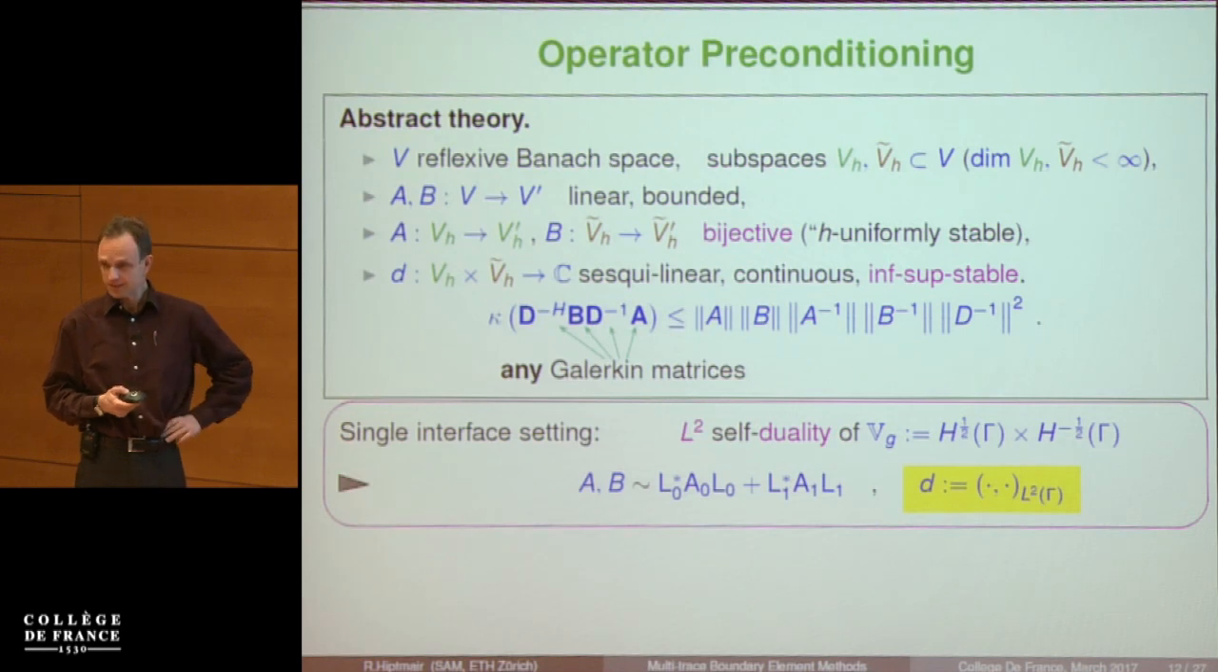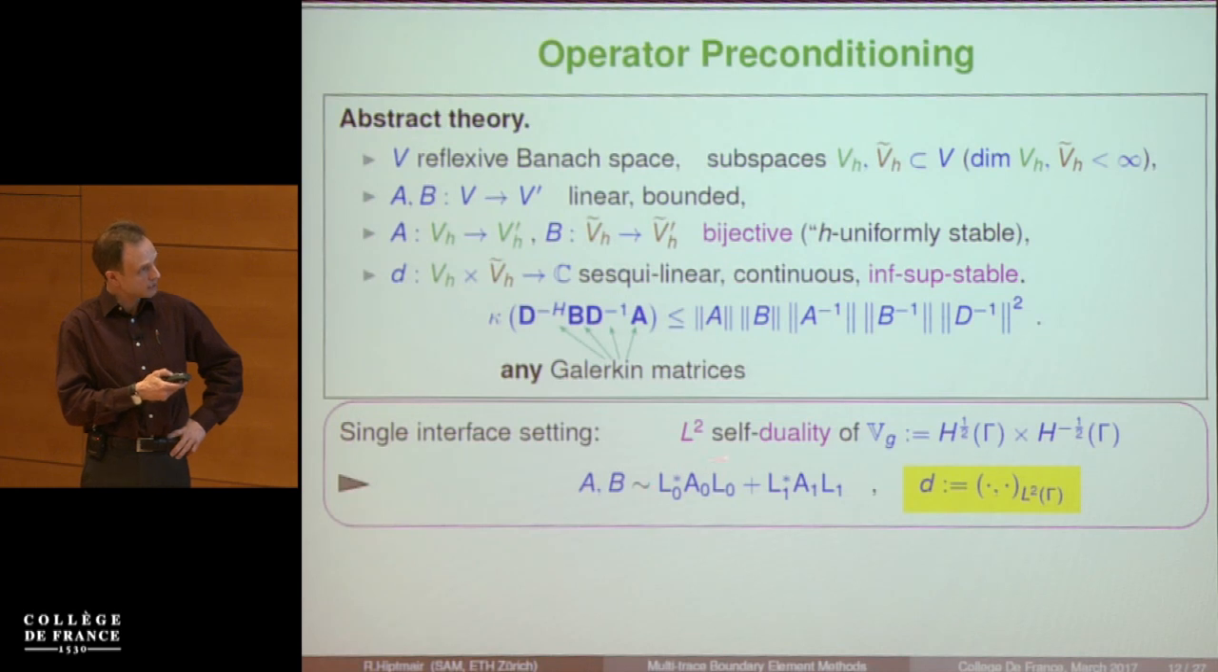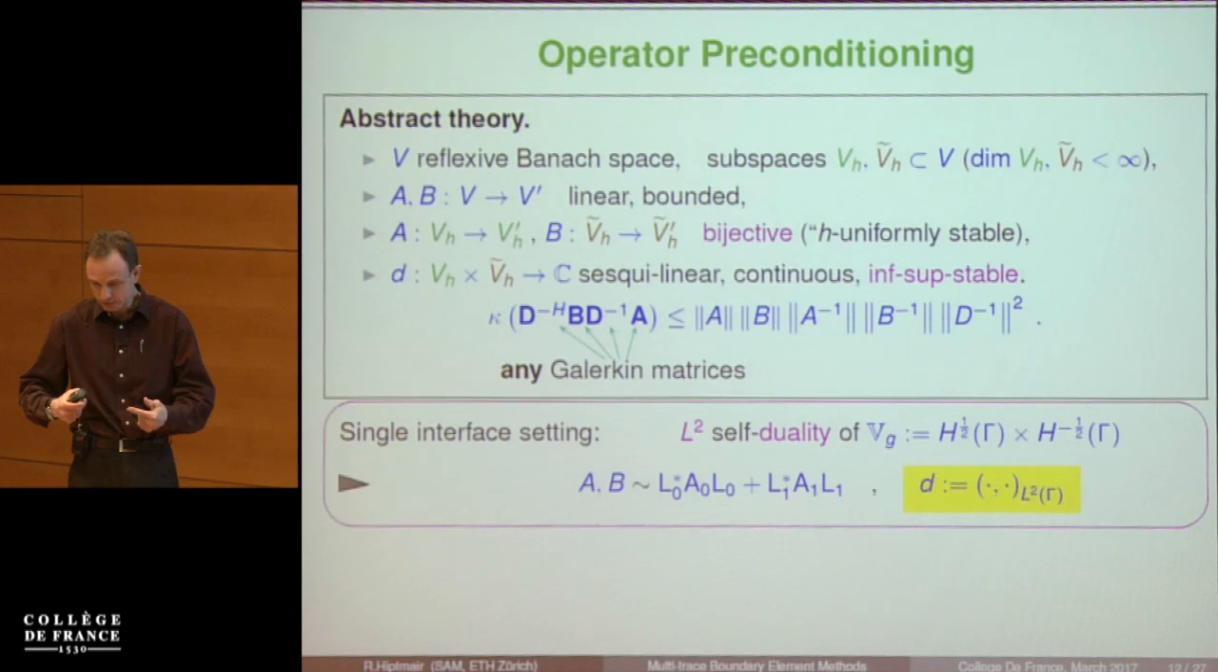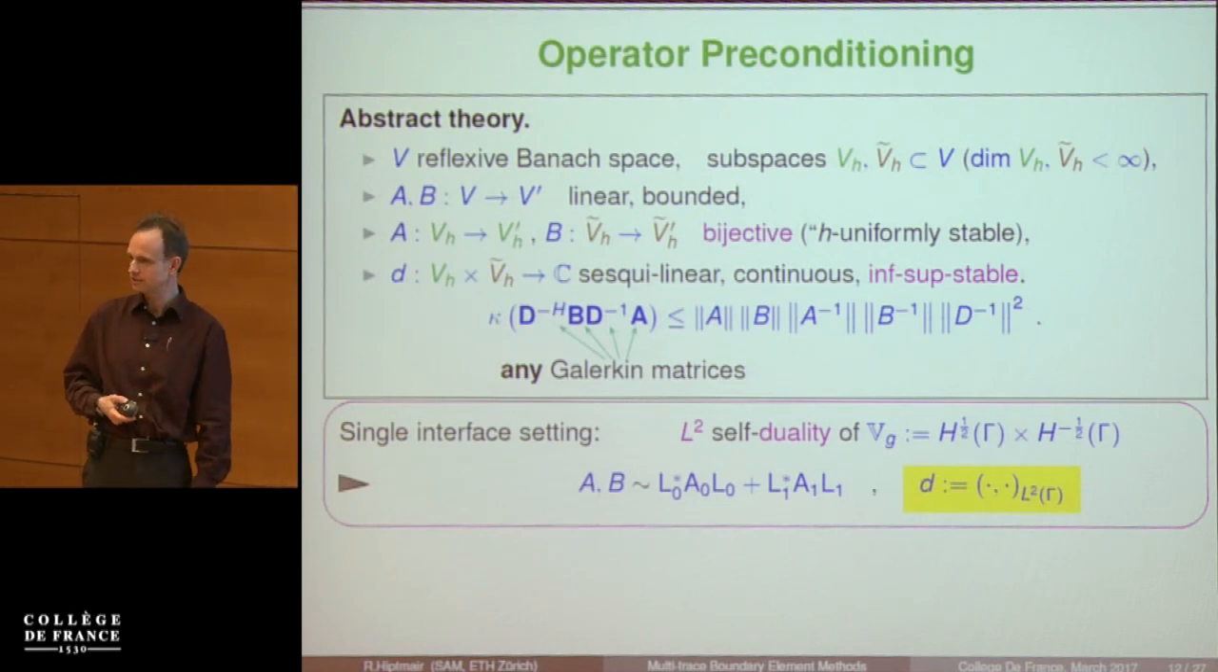And what are the operators? Well, the operator is just the operator of the single trace formulation. Because this operator maps from V to V prime, and V and V prime are self-dual with respect to L2, we can choose A and B as the same operator. We can precondition the single trace operator by itself. Sounds strange. Well, but this is what you get out of this theory.